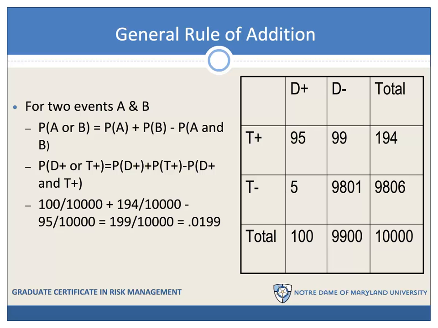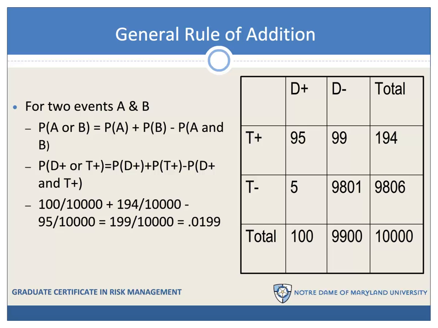Now I've translated A and B into symbols that would be relevant for the table that we're looking at here. So we're going to examine the probability that a person chosen at random is either disease positive or they test positive for the disease. And you can see there the substitution of D+ for the A and T+ for the B. Our next job then is to calculate these values.